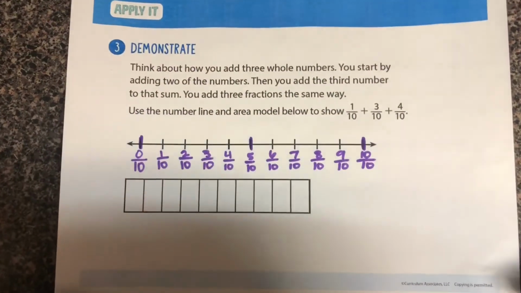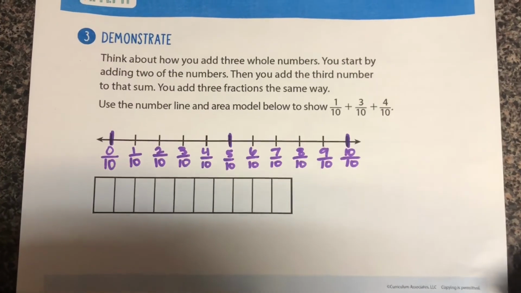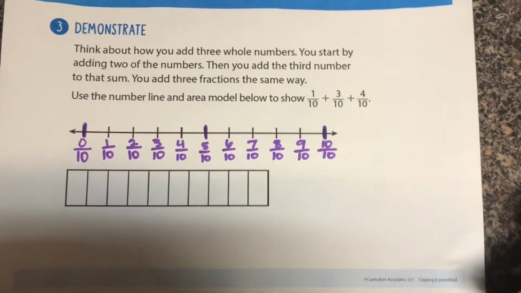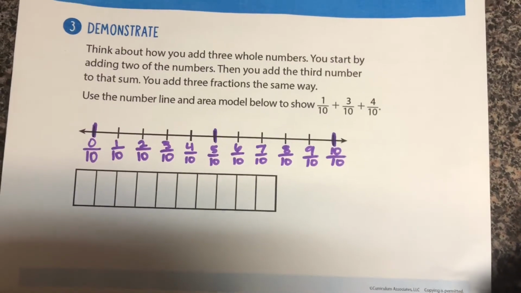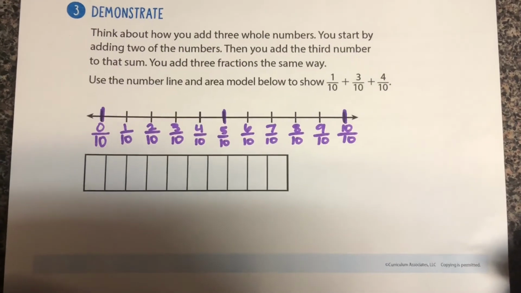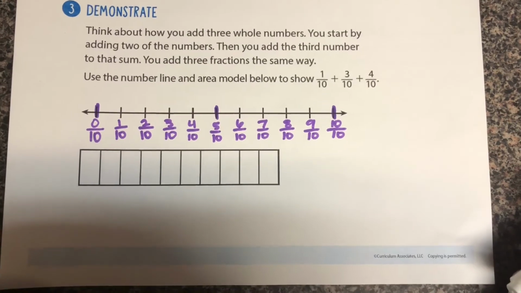One last problem I'd like to show is sometimes we're asked to add 3 fractions. And this problem says, think about how you add 3 whole numbers. You start by adding 2 of the numbers, and then you add the third number to that sum. You add 3 fractions the same way. Use the number line and area model below to show 1/10 plus 3/10 plus 4/10.